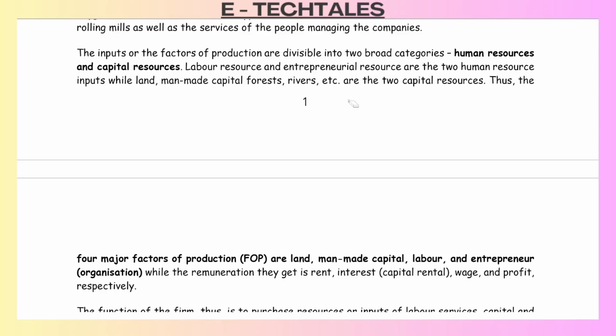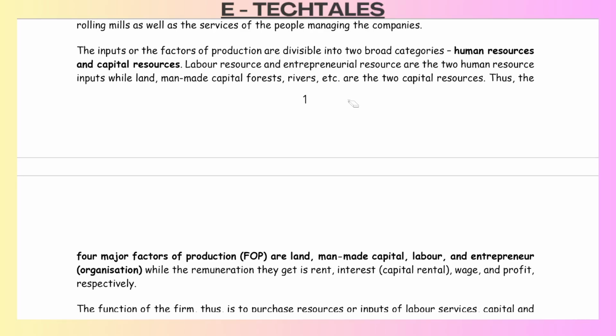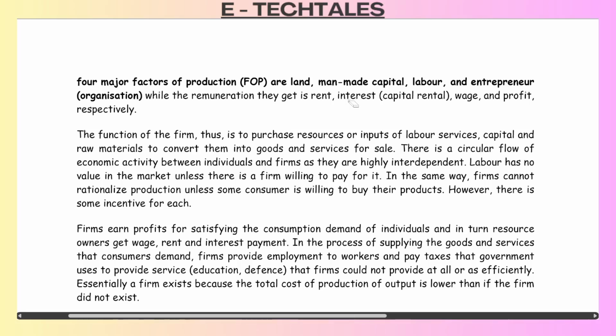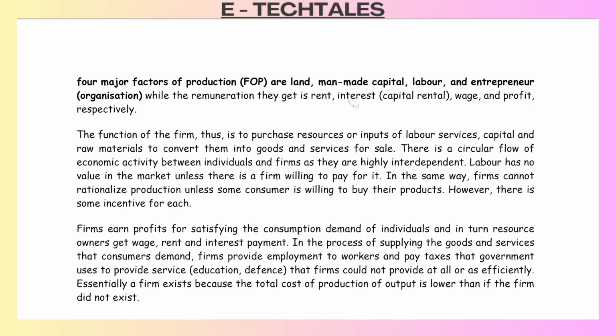Right? A firm's primary function is to purchase these resources and convert them into saleable goods and services. This creates a circular flow of economic activity between individuals and firms, highlighting their interdependence. For example, labor has no market value unless a firm is willing to pay for it, and firms cannot justify production without customer demand. The firms earn profit by satisfying this demand.